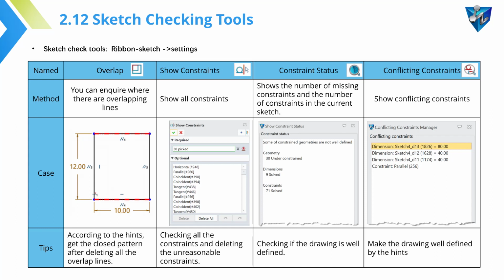The second one is show constraints. With this tool, it can check all the constraints of the sketch. You can use this tool to delete the unreasonable constraints. And the third tool is the constraint status. With this tool, it can show the number of missing constraints and the number of constraints in the current sketch. And this one is normally used to check if the drawing is well defined. The fourth one is the conflicting constraints. And this is normally used to show the conflicting constraints to make sure the drawing is well defined.